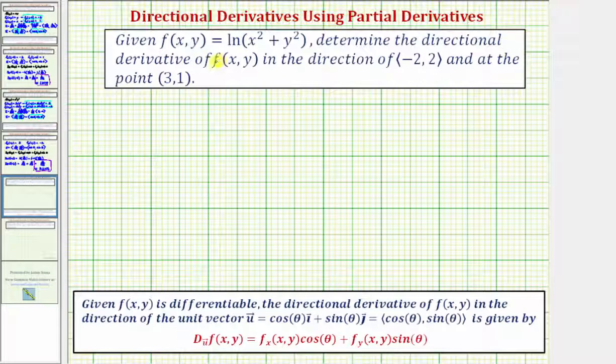We're given f of x comma y equals natural log of the quantity x squared plus y squared, and asked to determine the directional derivative of f in the direction of the vector with components -2, 2, and at the point 1, 3. Again, let's first look at this graphically.